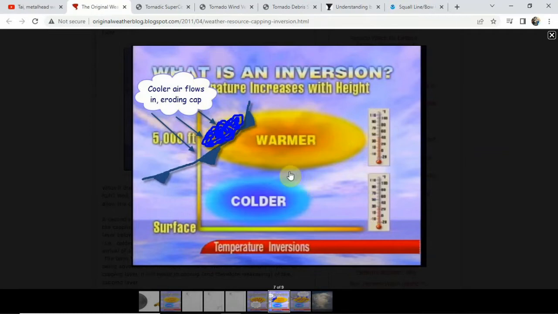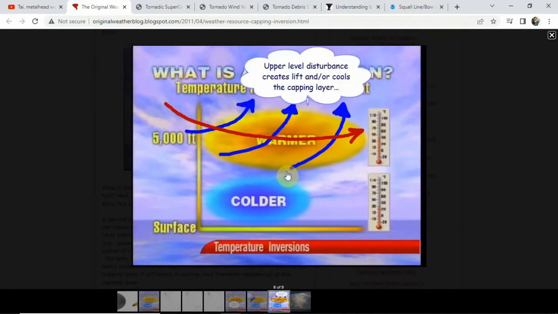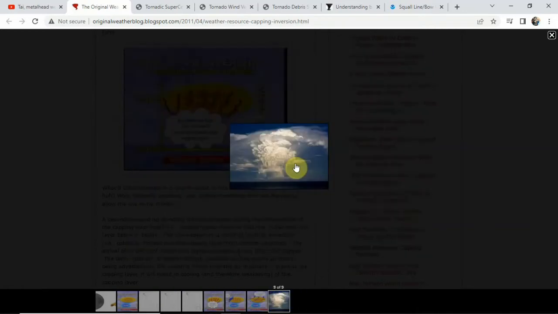So the two ways a cap breaks the easiest is, of course, through a cold front or cold air flowing through. Then the other way is an upper level disturbance, like an area of low pressure that ends up lifting the cap layer. Whenever the capping layer is lifted like this, that's when I'm a little bit more concerned with the potential for severe development, especially development of supercells. So we have to be extra watchful of that.